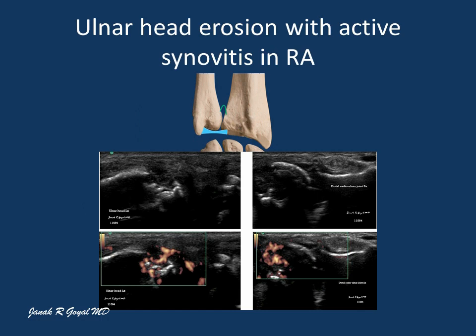This 70-year-old woman with rheumatoid arthritis has a painful swollen wrist. The sonogram shows an erosion of the ulnar head and a positive Doppler signal consistent with active synovitis eroding the ulnar head. Here is the long axis view, and here is the short axis view of the ulnar head, and here is your distal radioulnar joint.